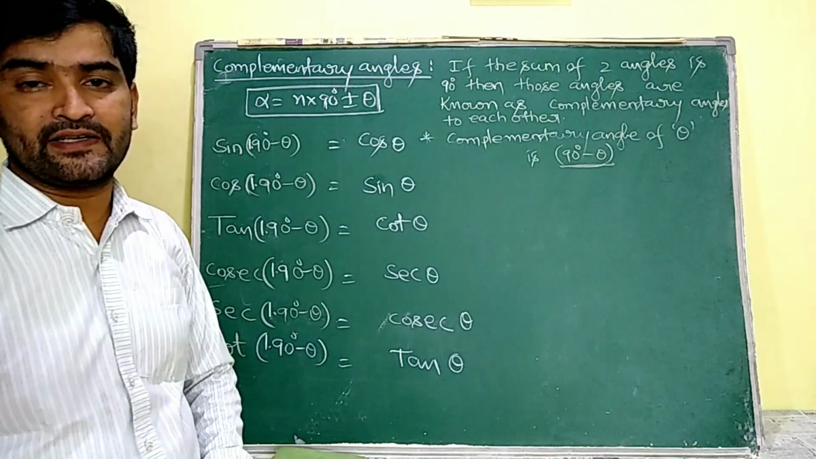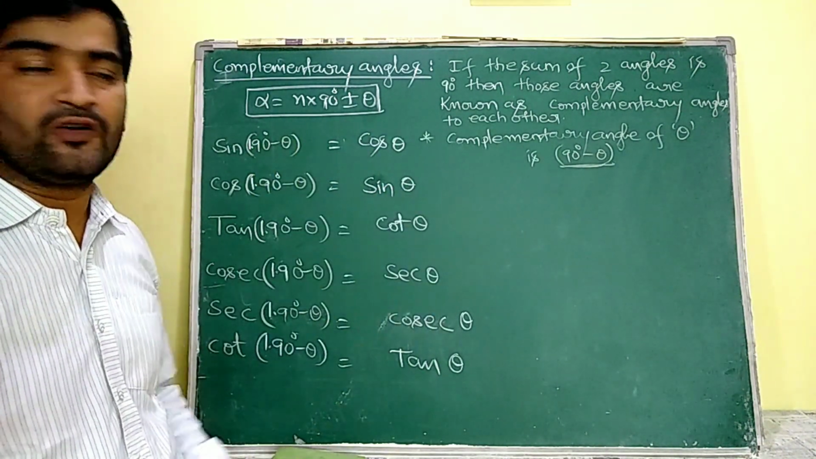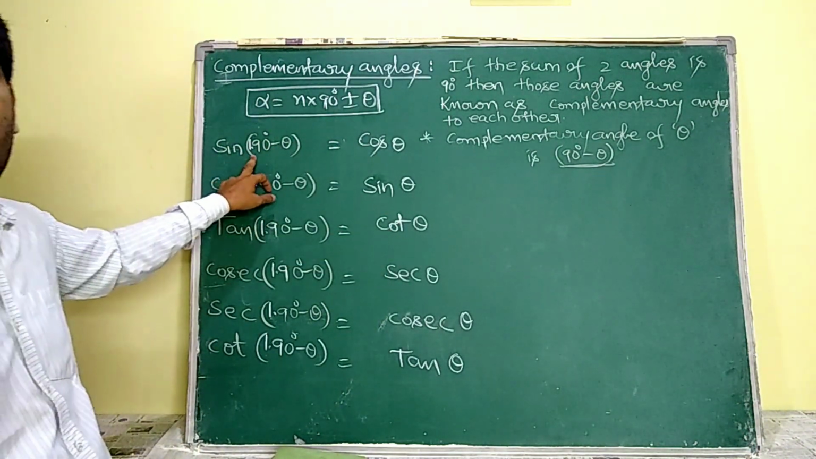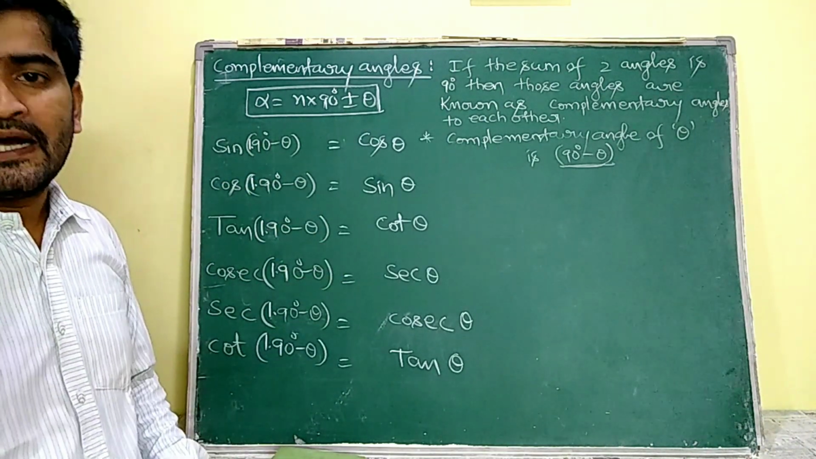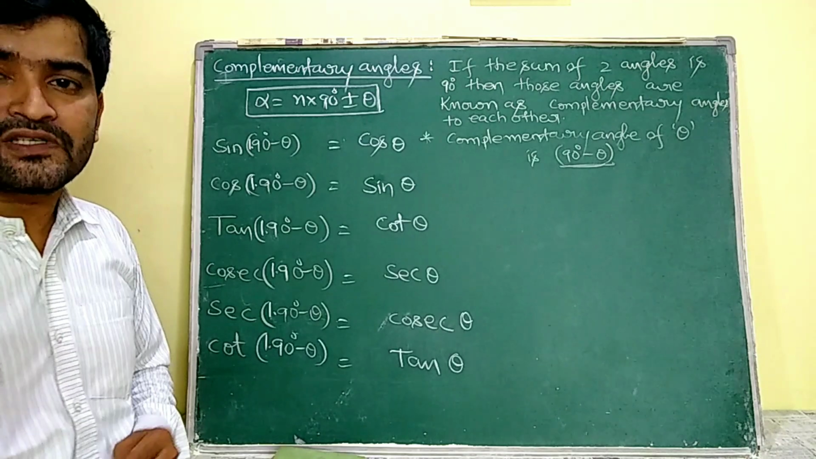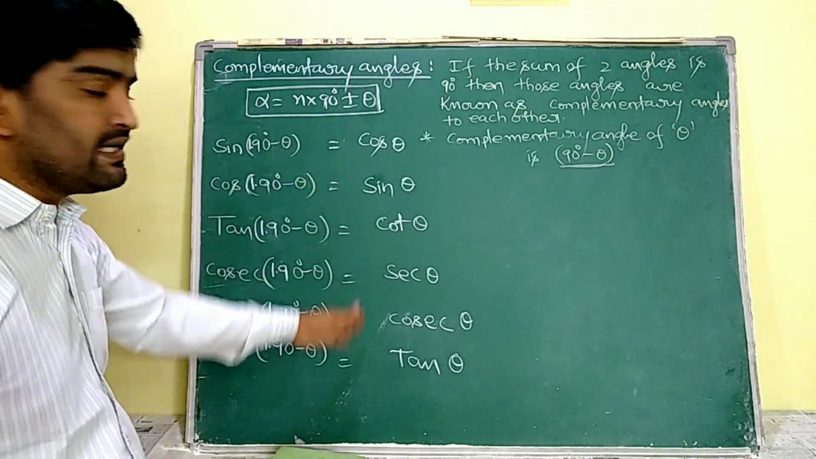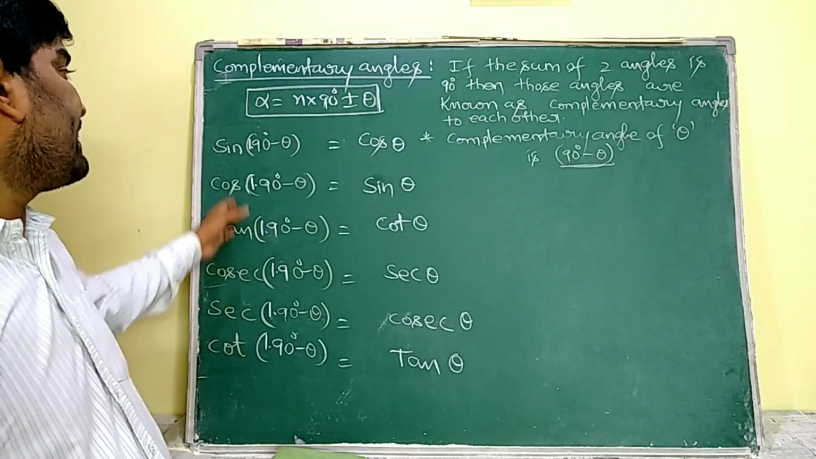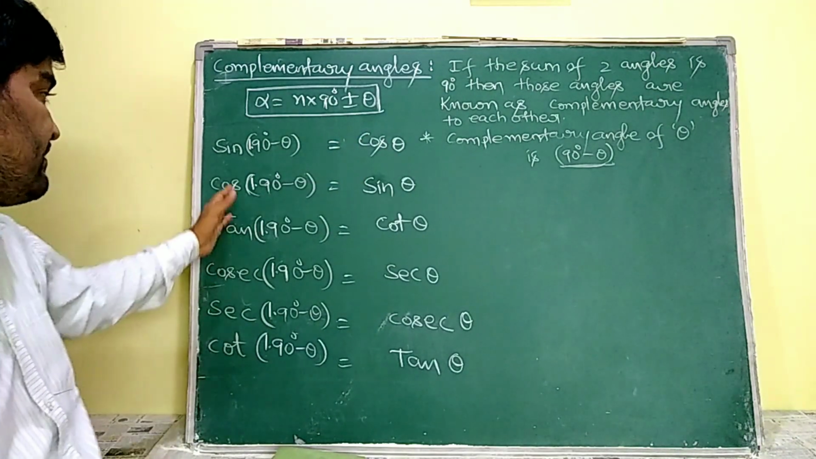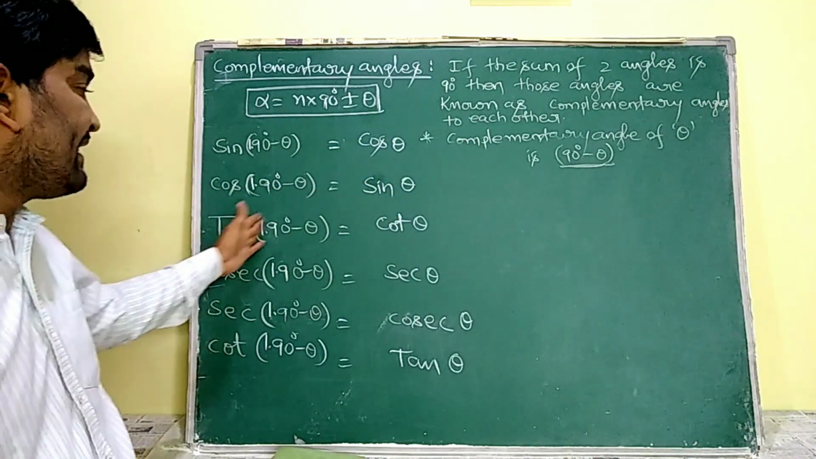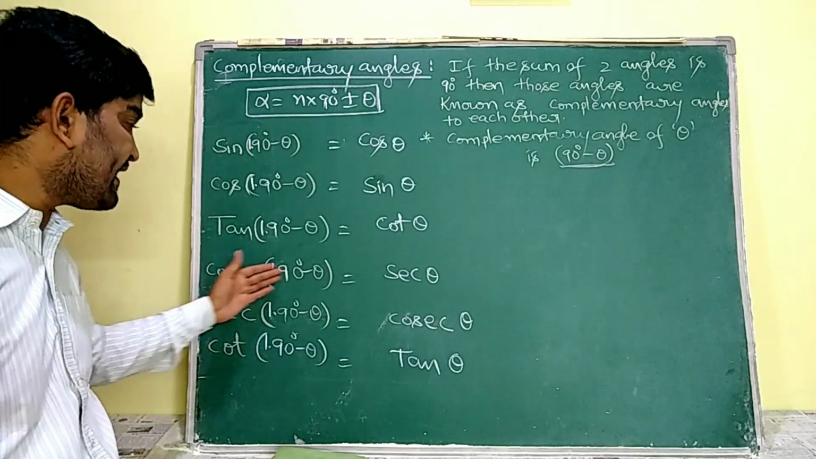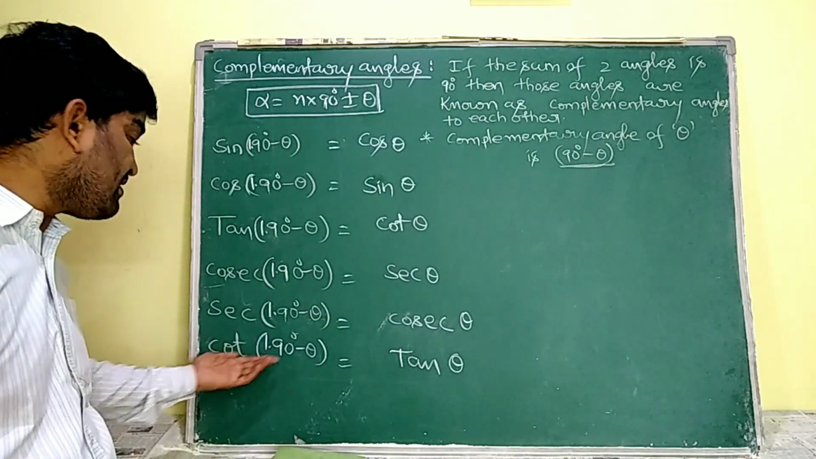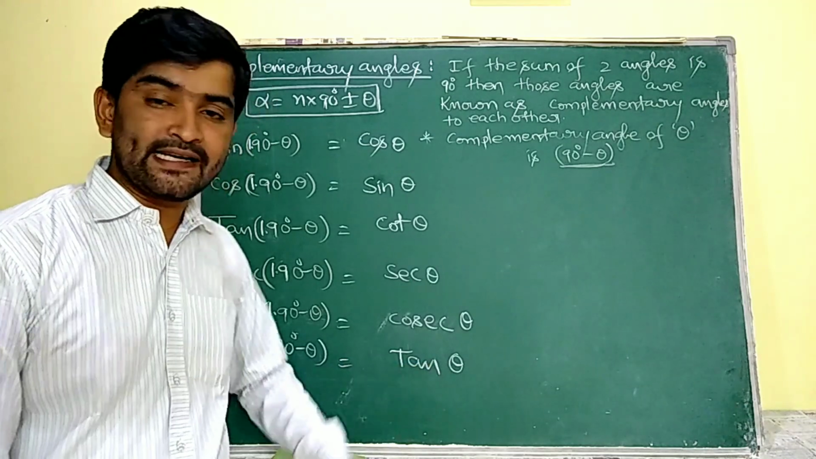After writing the corresponding trigonometric ratios, now I have to assign the signs. I know that 90 minus theta belongs to quadrant 1. In quadrant 1, all the trigonometric ratios are positive only, so no need to bother about the signs. That is why sin 90 minus theta is equal to cos theta, cos 90 minus theta is equal to sin theta, tan 90 minus theta is equal to cot theta, cosecant 90 minus theta is equal to secant theta, secant 90 minus theta is equal to cosecant theta, and cot 90 minus theta is equal to tan theta.